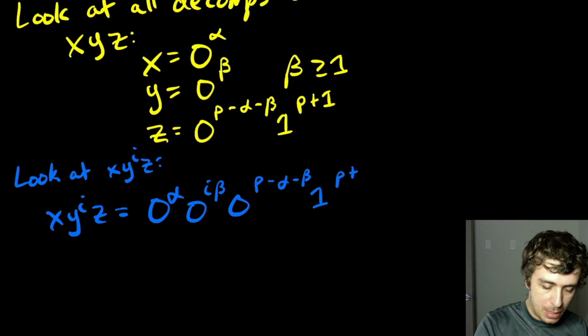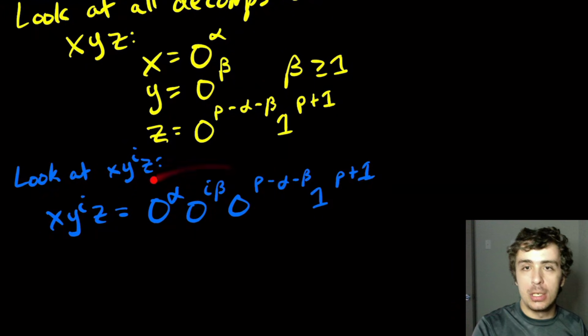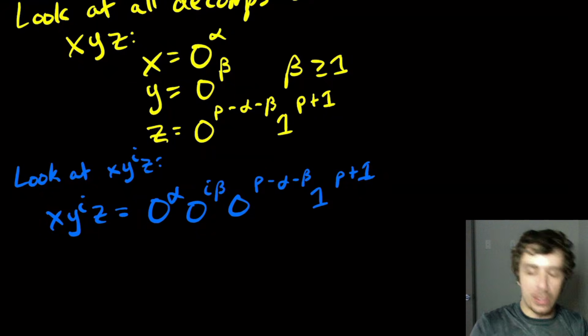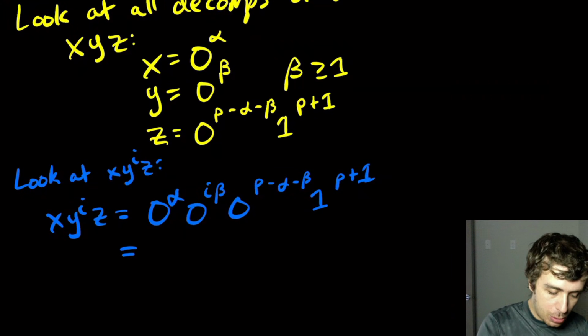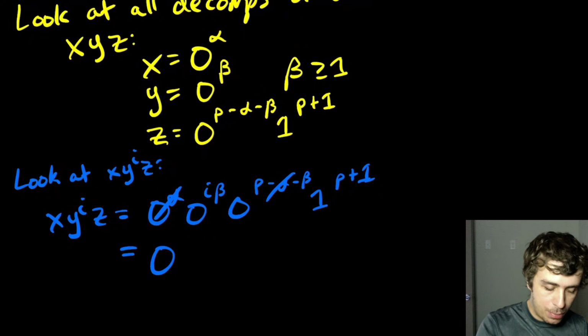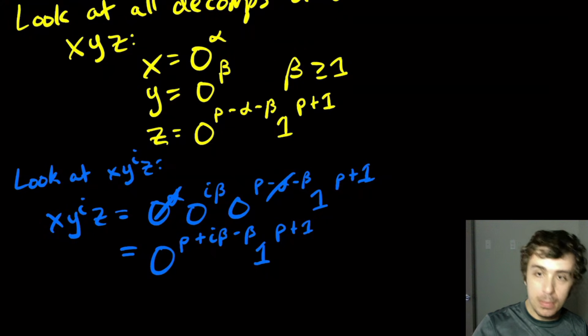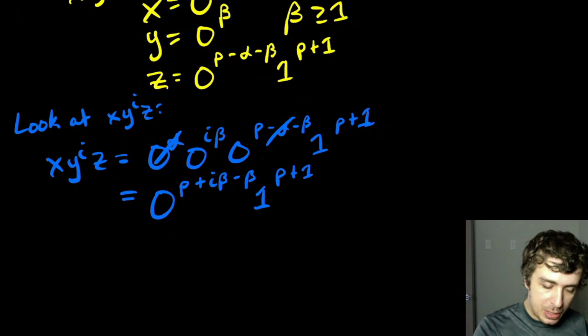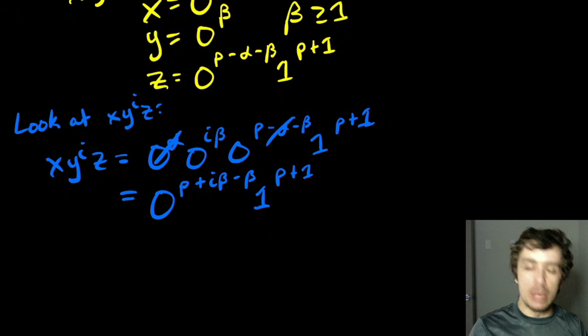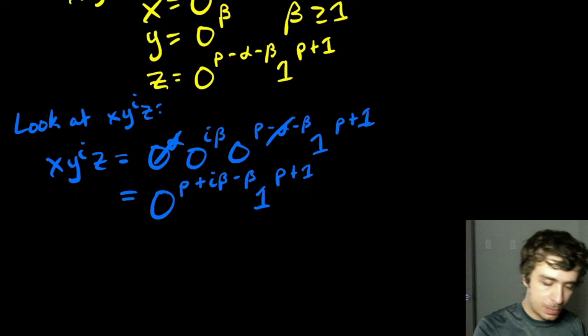1 to the P plus 1. And like the other proofs, we have a section of zeros that we can just collapse all the exponents in. So the alphas are going to get killed off. And just like in the other proof, we're going to have P plus I beta minus beta 1 to the P plus 1. And of course, this is only going to be in the language if the number of 1s is bigger than the number of zeros.